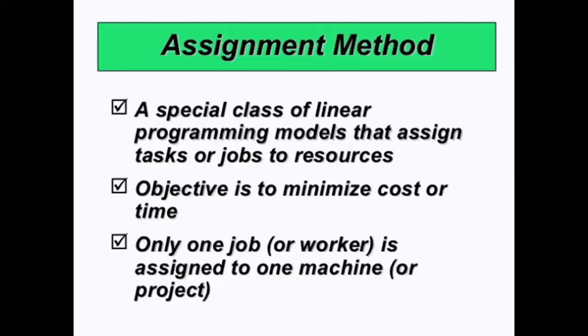The assignment method is a special class of linear programming models that assign tasks or jobs to resources. The objective is to minimize cost or time, and only one job or worker is assigned to one machine or project. So you see, the assignment method can be used either to minimize the cost or minimize the time.